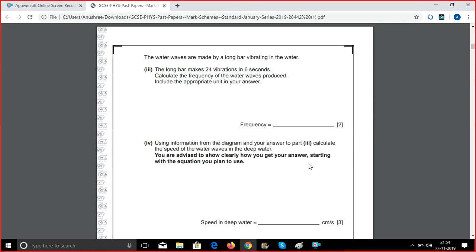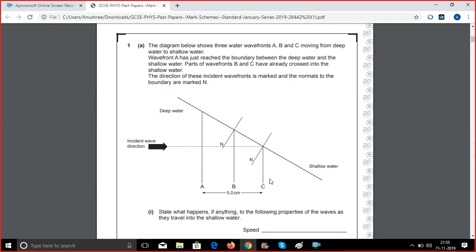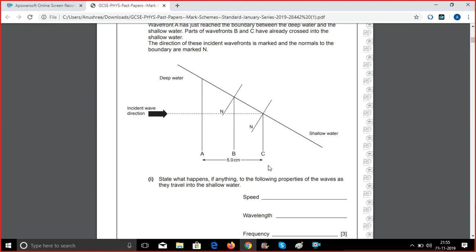Now the next one. Using the information from the diagram and your answer to part 3, calculate the speed of the water waves in the deep water. You can see the question as well, whatever information is given.